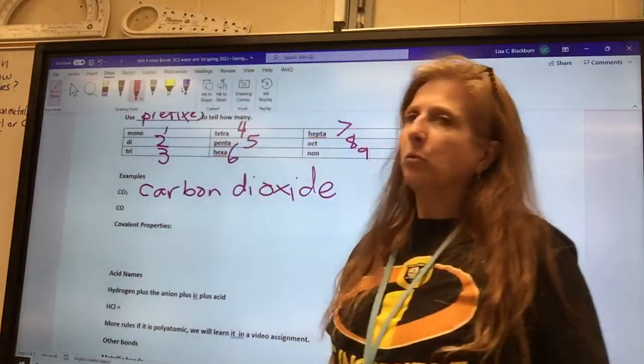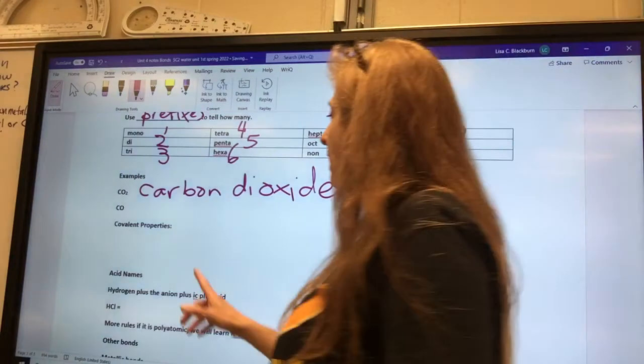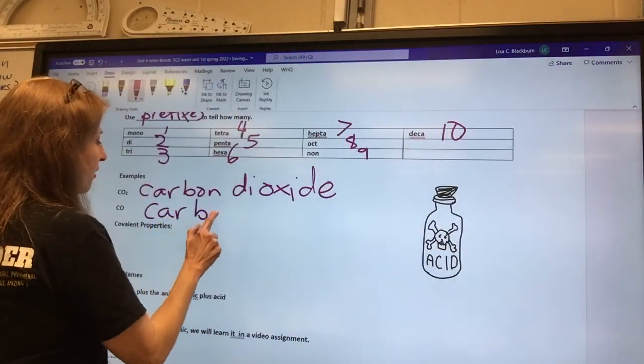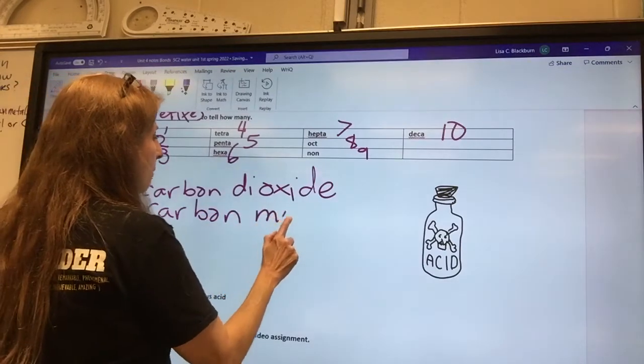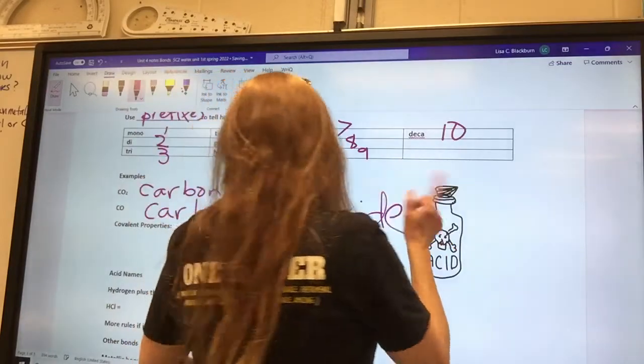Okay, how about the next one? What's its name? Carbon monoxide. Because the one is on the second one. And you already know those, and we're going to be practicing this. Carbon monoxide, and it will kill you.